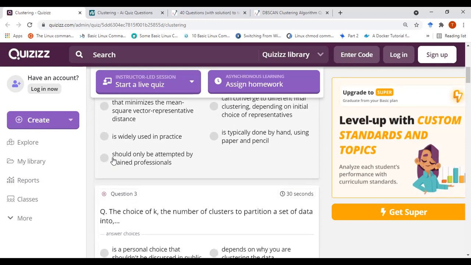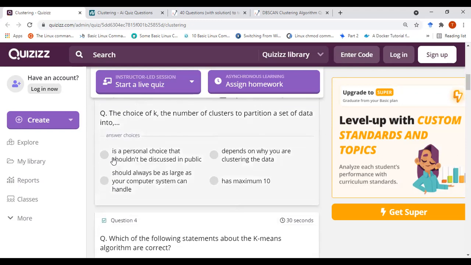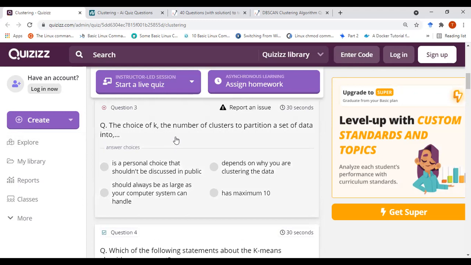One can also be true, but I don't know whether the choice of k is a personal choice. What about the choice of k? That shouldn't be discussed in public. It's strange. It depends on why you are clustering the data. Yeah, that seems to be the best.